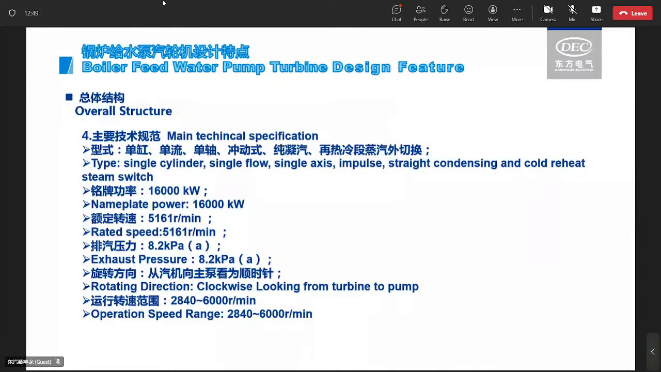The rotating direction, if we view from the turbine to the pump, is clockwise. To adapt to different working conditions, the operation speed range is 2,840 RPM to 6,000 RPM.